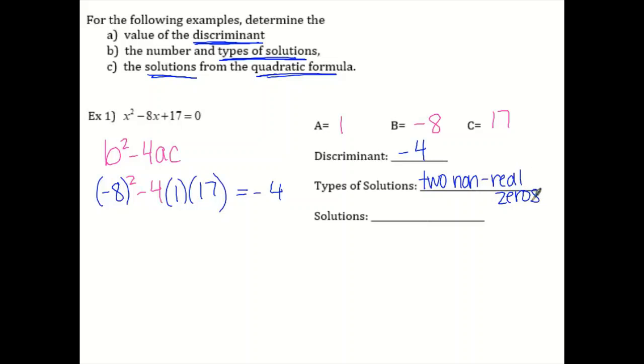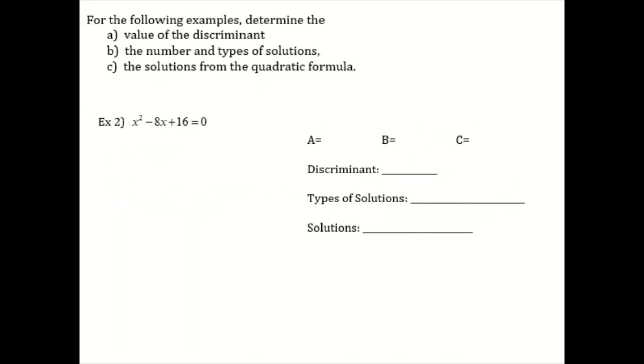Okay. Now my solutions, we're going to write here NA. Okay, there are solutions, but we're not going to get into that right now. Okay, that gets into some other stuff, so we're just going to stop there. If you get a negative discriminant, you get to stop. Okay, so let's take a look at example 2. Again, we're going to identify my A, B, and C. So my A is 1, my B is -8, and this time my C is 16.